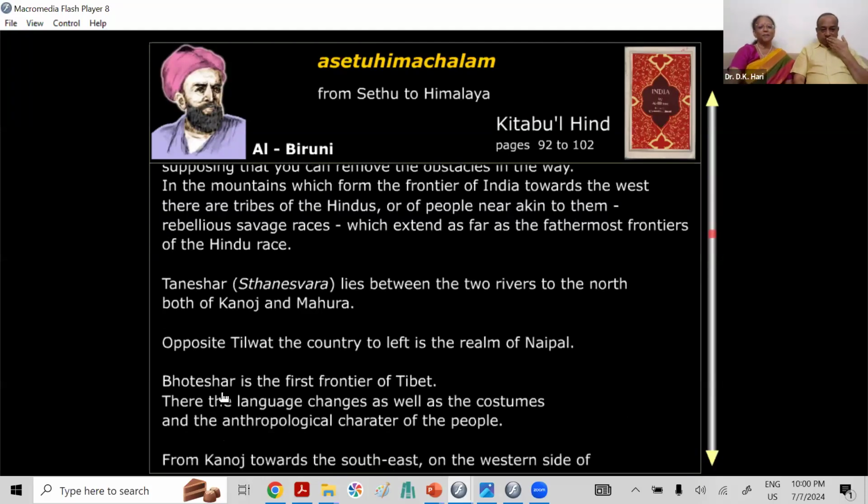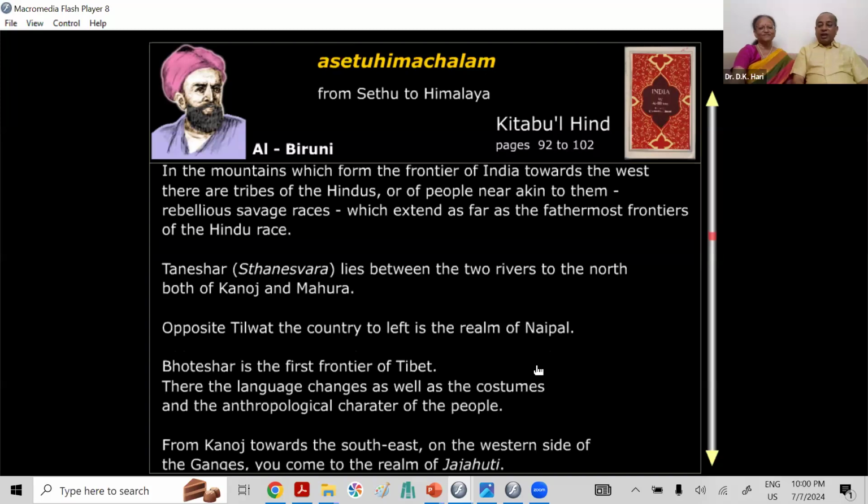Then look at this name. Of course, he says opposite Tilwar, the country to the left is the realm of Naipal. That is present-day Nepal. And then Bhoteshwar, any guesses, is the first frontier of Tibet. We'll see a very interesting aspect of Tibet too. But look at this. Frontier of Tibet, he says, is Bhoteshwar. What you today call Bhutan, the state of Bhutan, is also so nicely expressed as Bhoteshwar. Today called Bhutan.